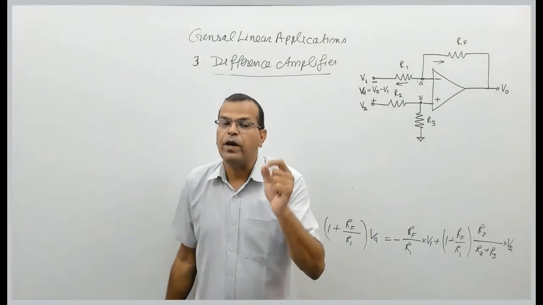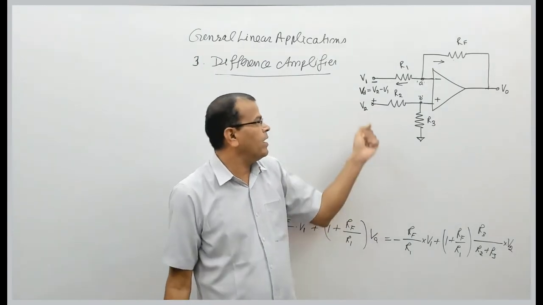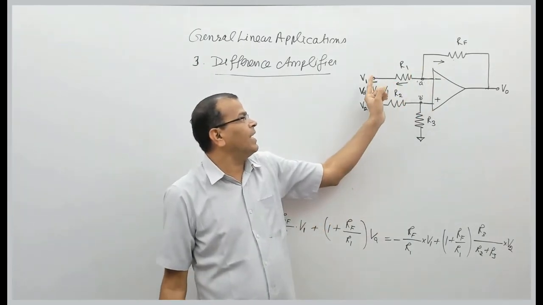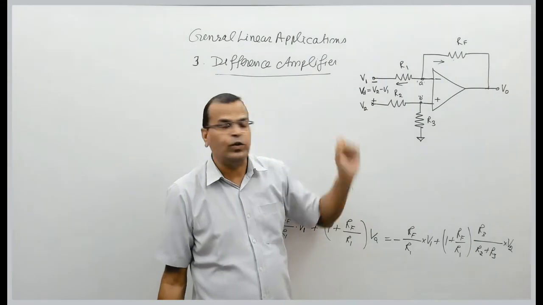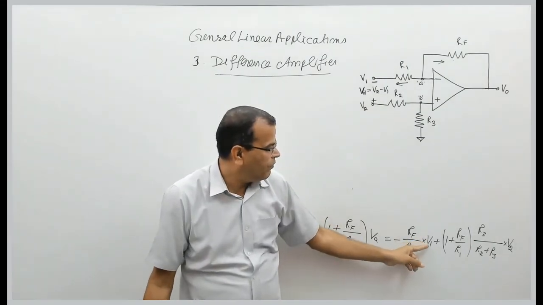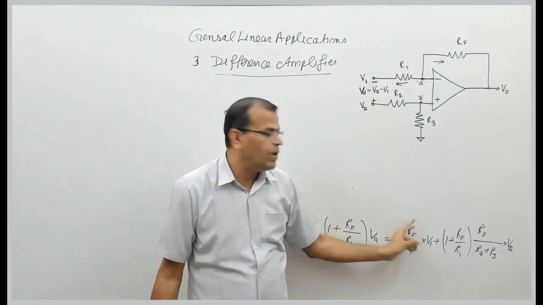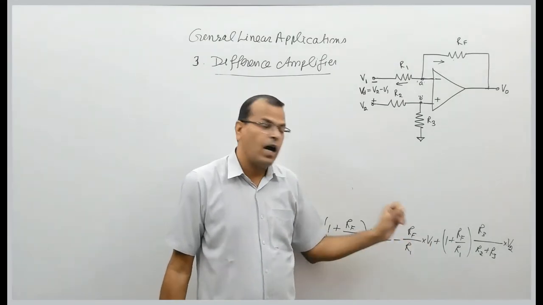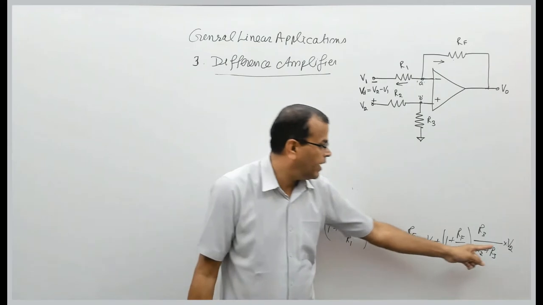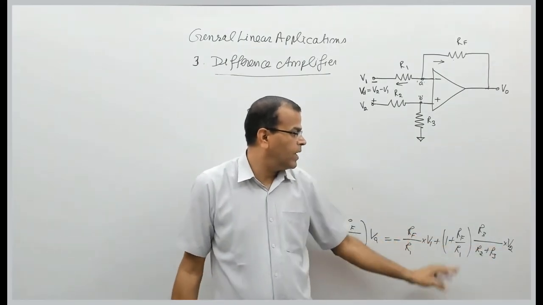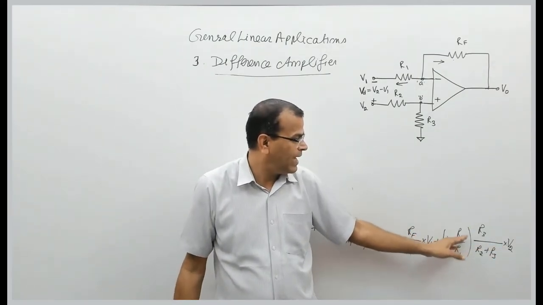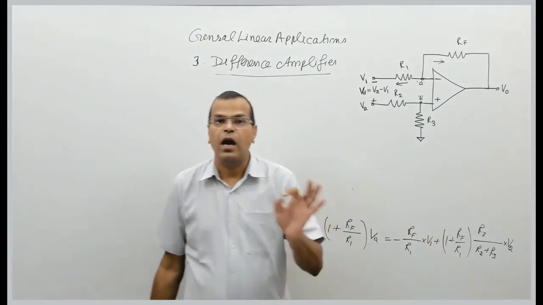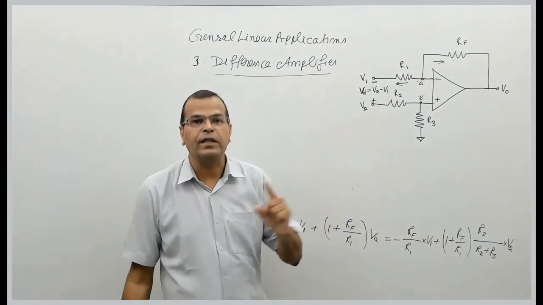What is the purpose here? I have to make the gain of the circuit the same for V1 as well as V2. How to make it? Gain with respect to V1 is RF by R1. I have to make the gain with respect to V2 the same, RF by R1. How can I make that? Let us see.